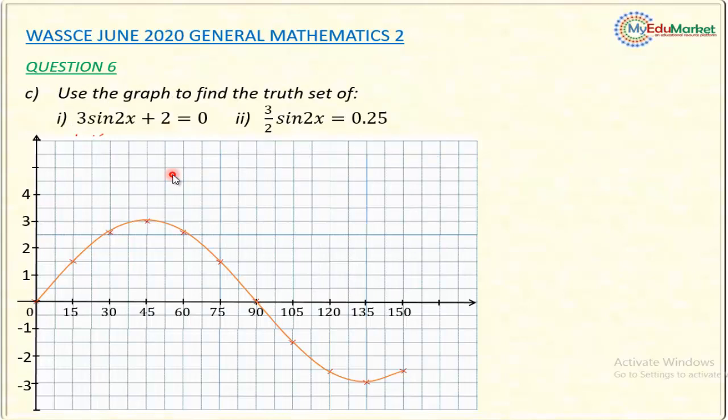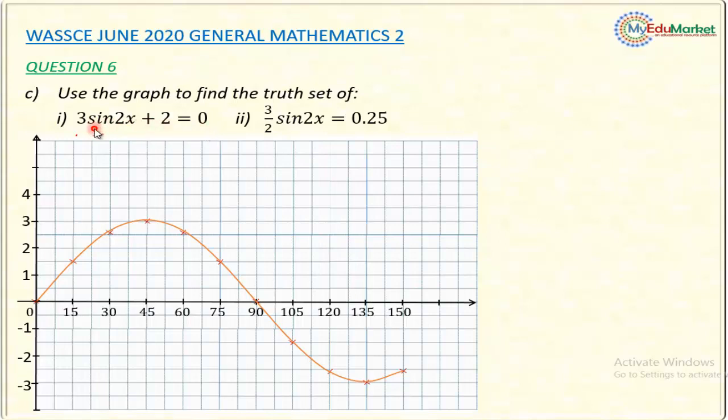So I continue to question number C, in which we are asked to answer some questions from this graph. This is my graph drawn already, and these are the questions I need to answer under question C. It says use the graph to find the truth set of. Truth set is nothing but to find the solution of this. Solution of this is those values of x that make the left hand side equal to the right hand side. So in short, we are to find the values of x that make this equation true.